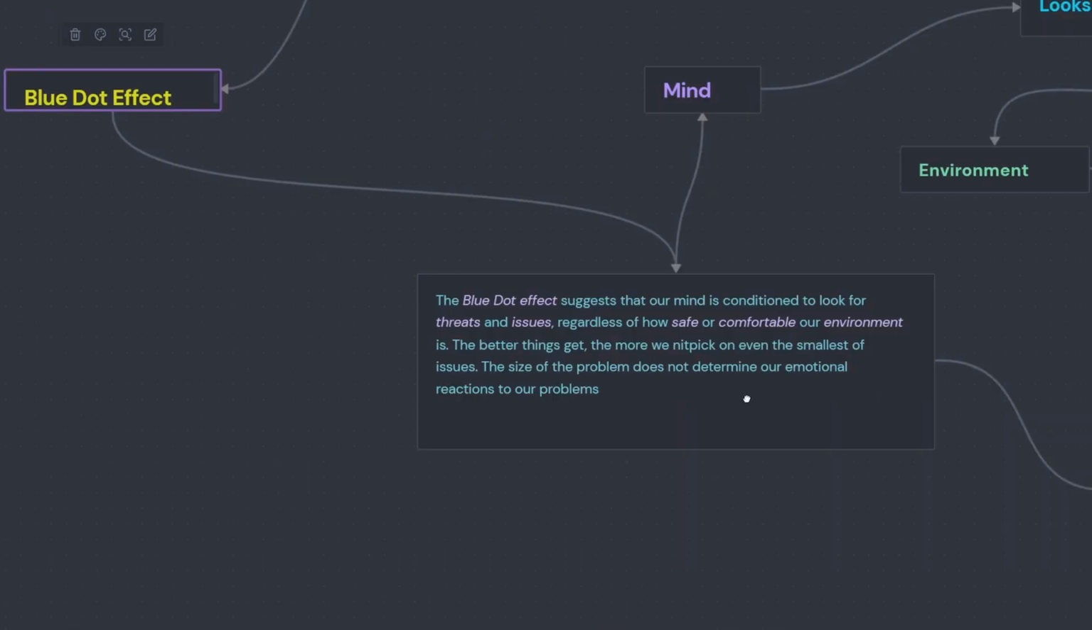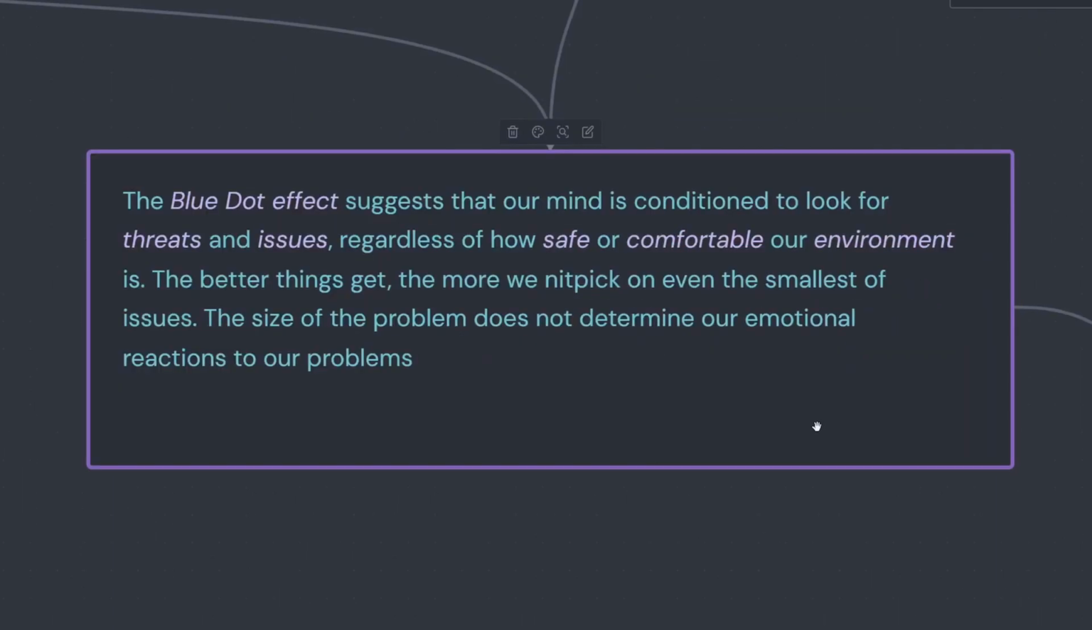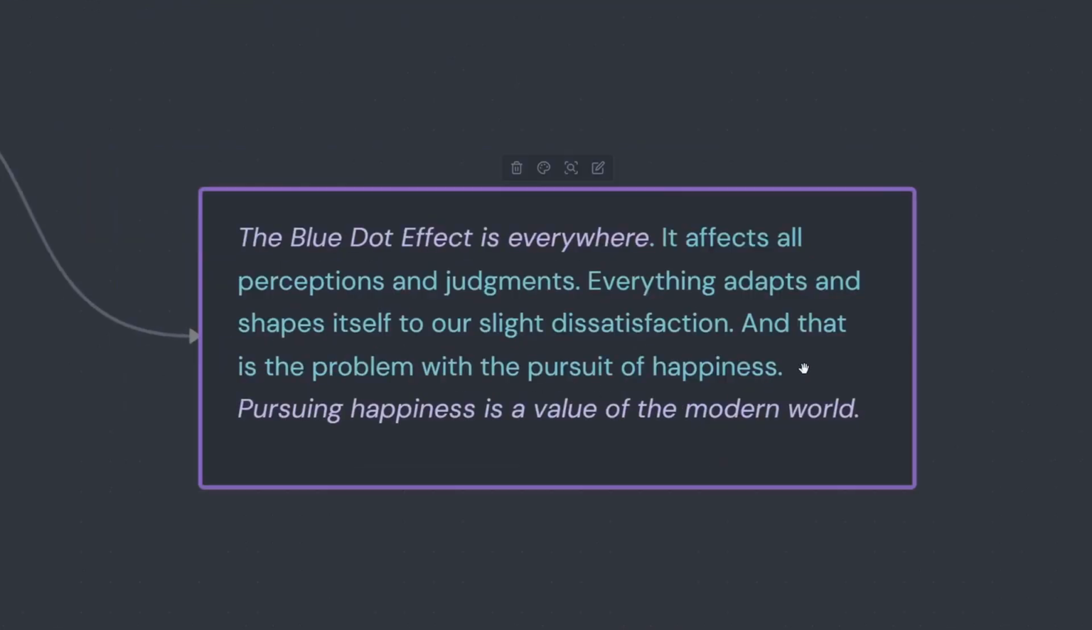The blue dot effect suggests that our mind is conditioned to look for threats and issues, regardless of how safe and comfortable our environment is. The better things get, the more we nitpick on even the smallest of issues. The size of the problem does not determine our emotional reactions to the problem. The blue dot effect is everywhere.